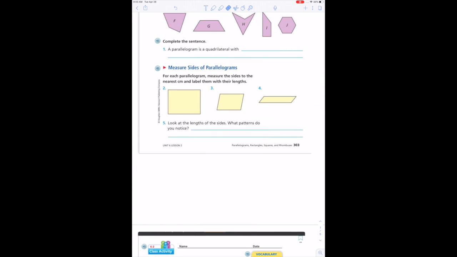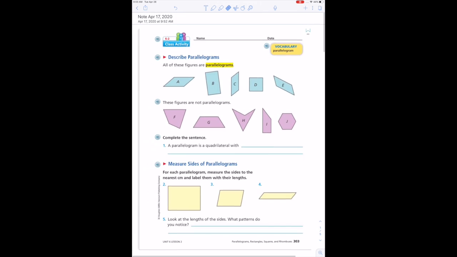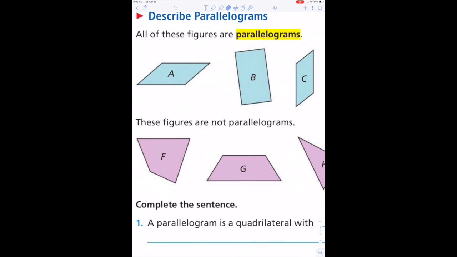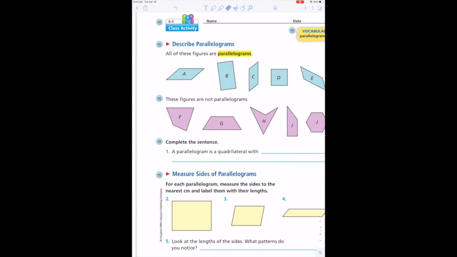So let's open up our student activity book to page 303, okay? If we look at figure A, we can see that this line and this line are parallel. If they continue on forever, they are not going to cross, okay? Likewise, we can look at this line and this line, and we can see they're like railroad tracks. They are never going to cross. So all of these shapes right here on A, B, C, D, and E, they're all going to be parallelograms.